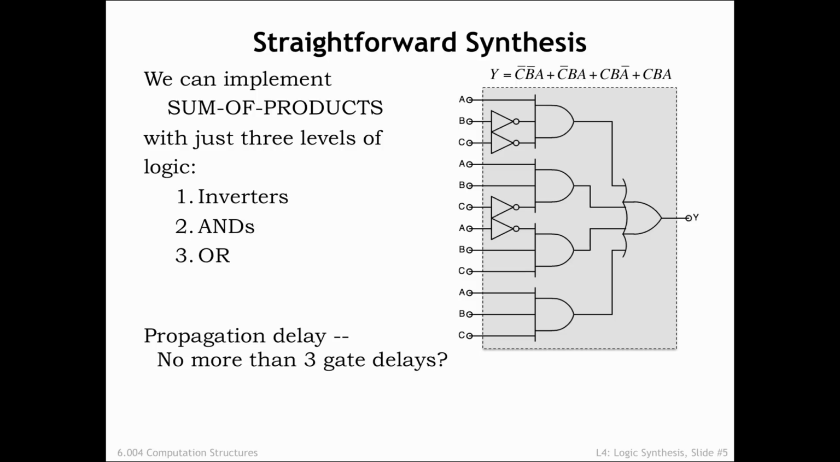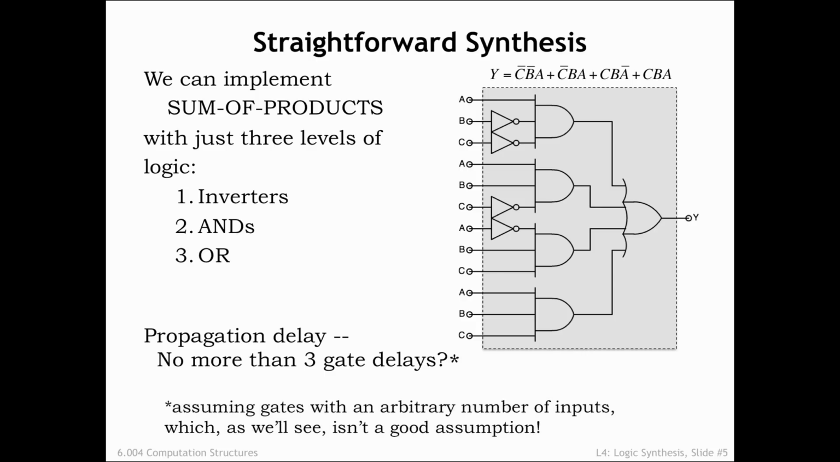The longest path from inputs to outputs includes an inverter, an AND gate, and an OR gate. Can we really implement any Boolean equation in a circuit with a TPD of 3 gate delays? Actually not, since building ANDs and ORs with many inputs will require additional layers of components, which will increase the propagation delay. We'll learn about this in the next section. The good news is that we now have straightforward techniques for converting a truth table to its corresponding sum of products Boolean equation, and for building a circuit that implements that equation.